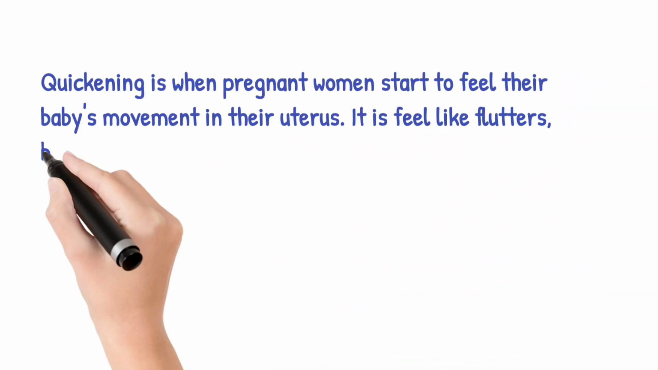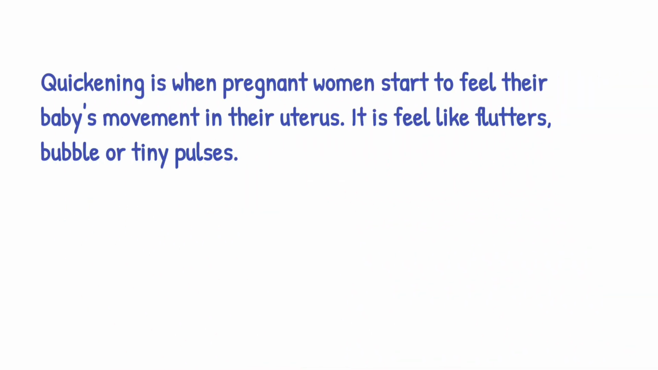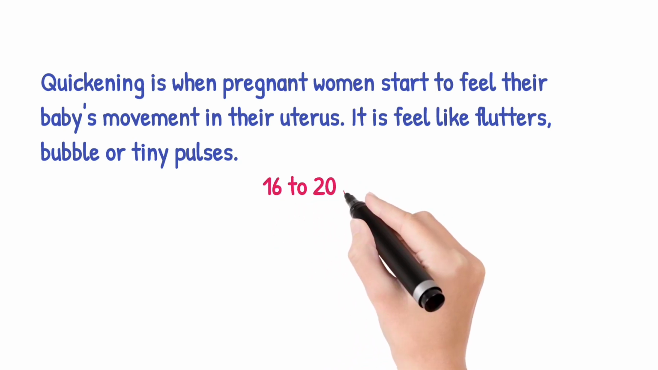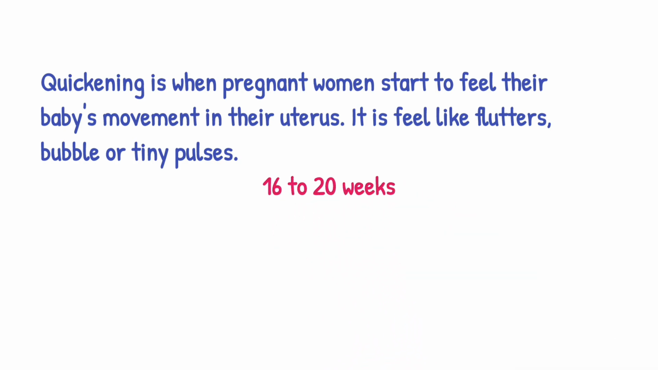Quickening is when pregnant women start to feel their baby's movement in their uterus. It feels like a flutter, bubble, or tiny pulses. It happens around 16 to 20 weeks of gestation.